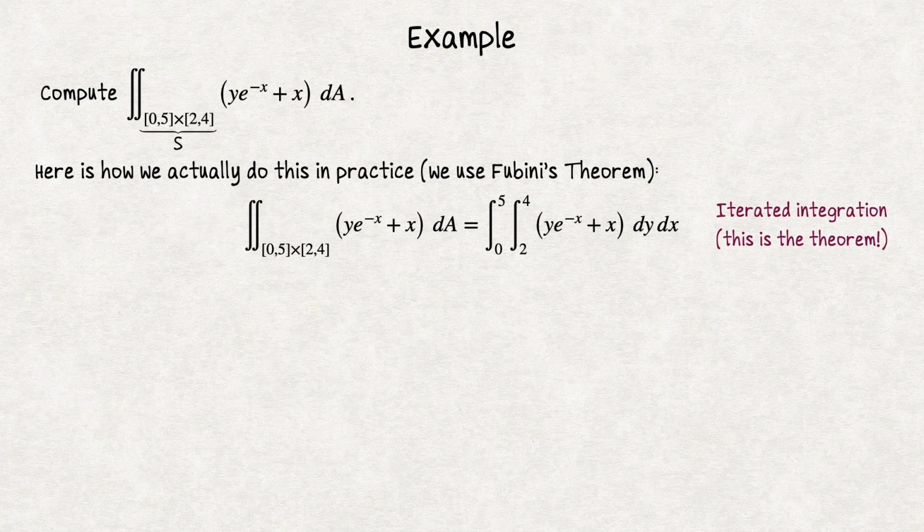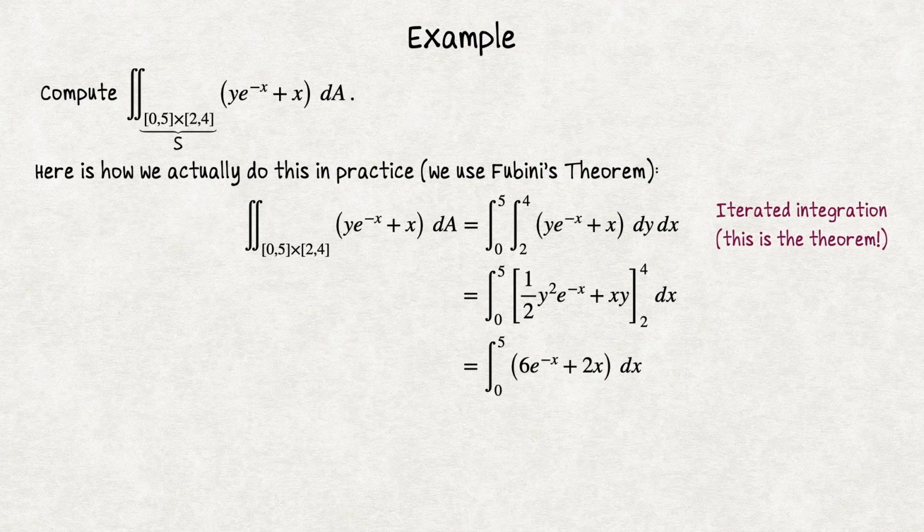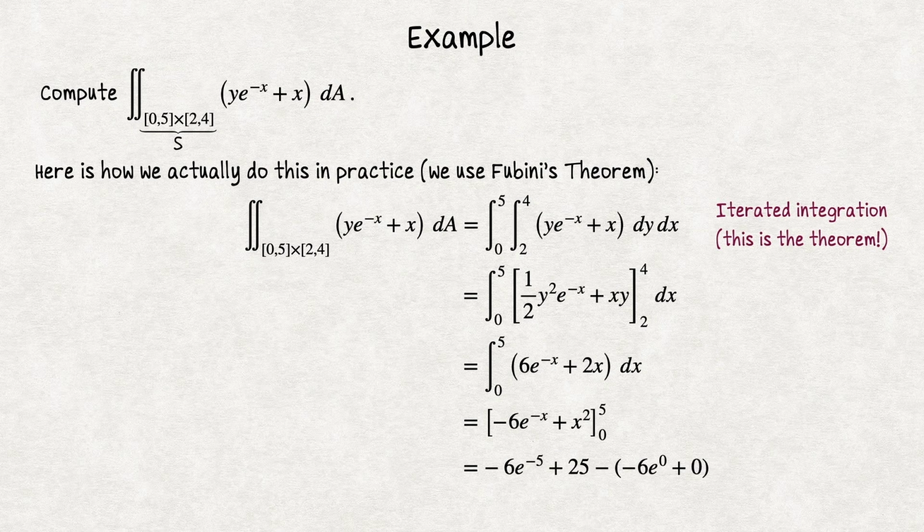You would anti-differentiate with respect to y, getting 1/2 y squared times e to the negative x plus xy. Plug in 4, subtract off plugging in 2 for y, leaving you with 6 times e to the negative x plus 2x. Now we just have a single integral. Anti-differentiate that with respect to x, plug in 5, subtract off plugging in 0, and you're left with 31 minus 6e to the negative 5. So I think most people who have gone through multivariable calculus would look at this problem and solve it this way, or perhaps by first anti-differentiating with respect to x and then y, and that's completely normal.